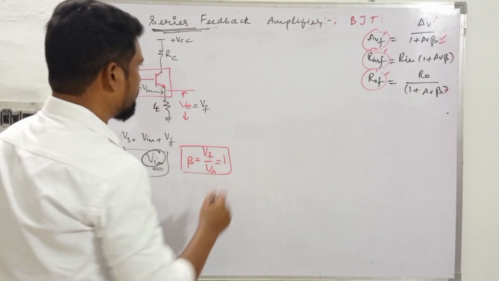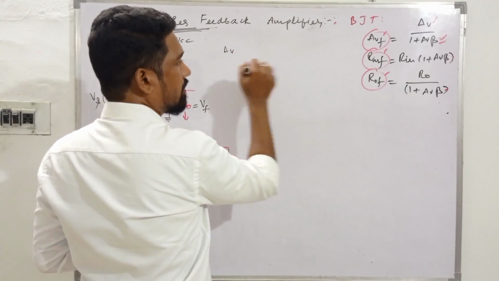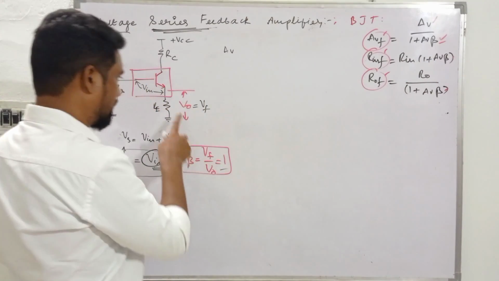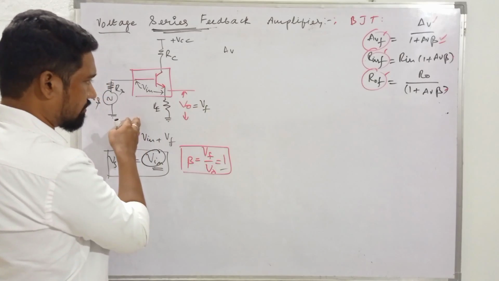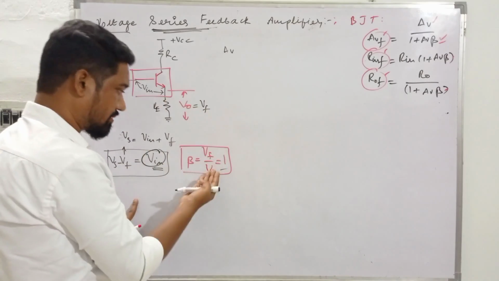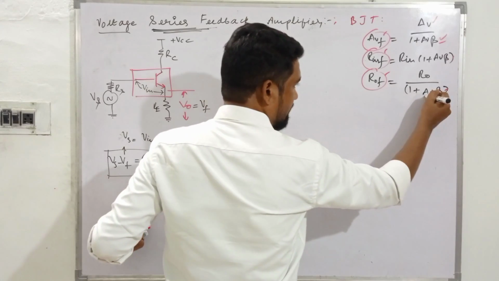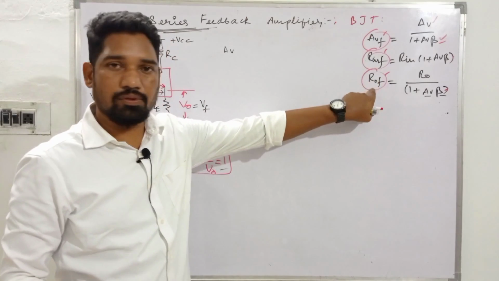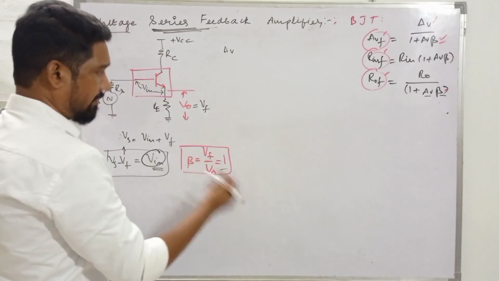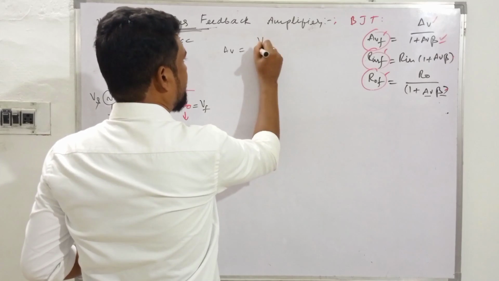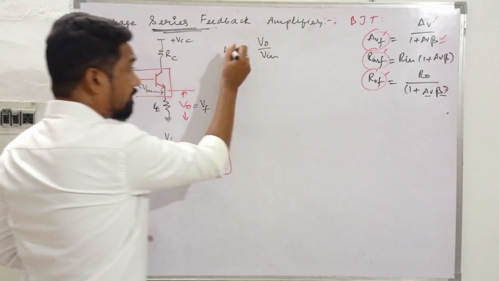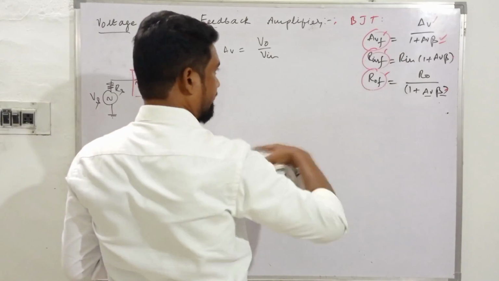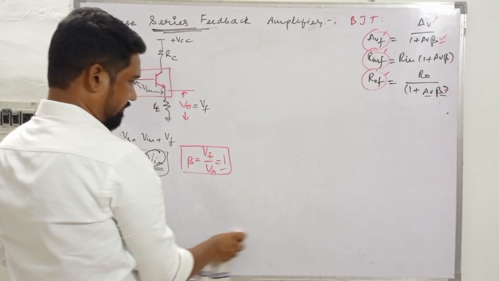So if we could evaluate AV, it would be simpler for us. Once we have AV, we have beta. It's unity. Why? Because the same amount of V naught is given back to the input. Vf is equal to V naught, so that's beta. So evaluating AV and beta will make it easier to evaluate all these three expressions. Now what is AV? Generally AV is V naught by V in, not AVF. We didn't arrive at AVF. Evaluating AV, then plugging in beta over here, we have AV there.